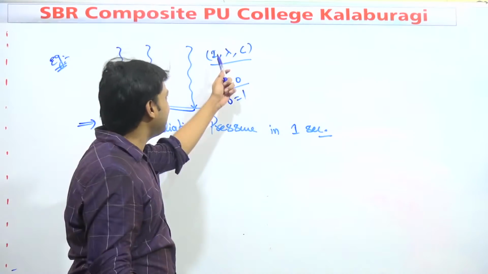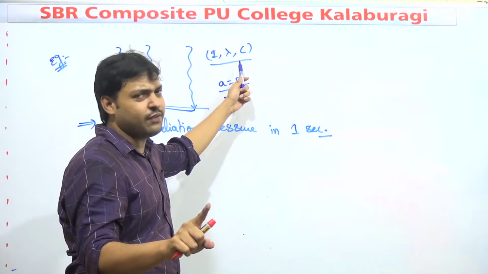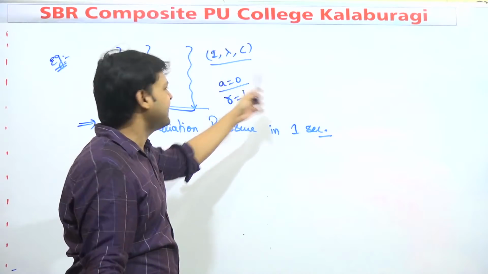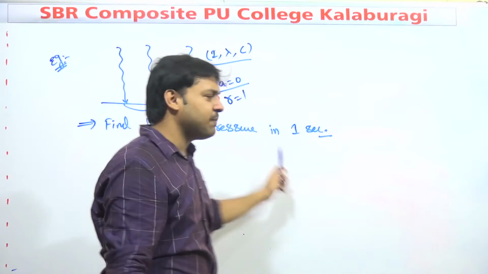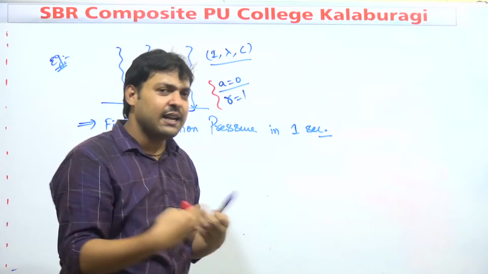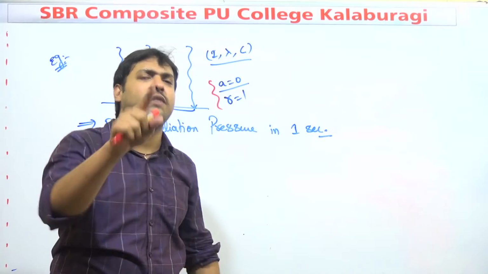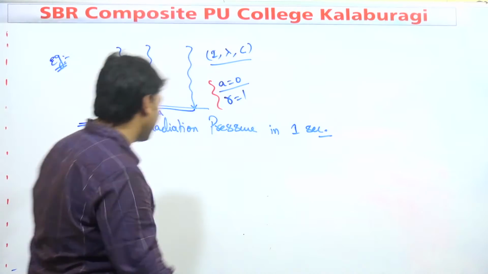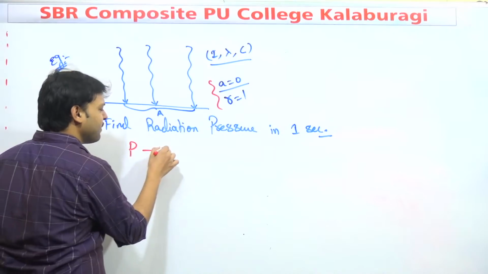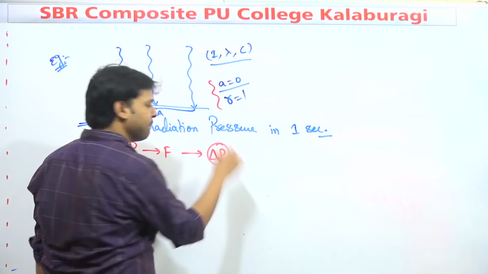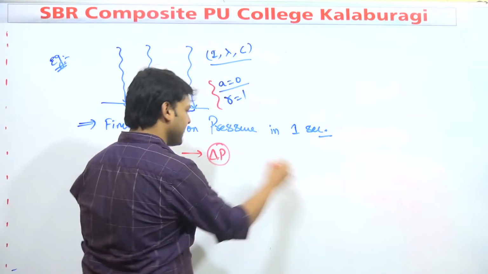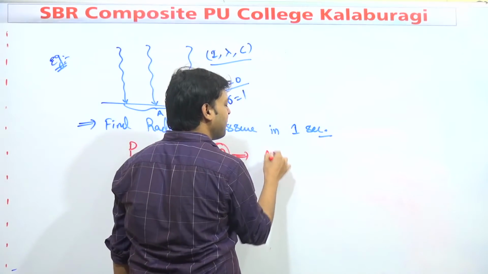So what I gave: intensity of the photons, wavelength of the photons, speed of the photons, and the condition also I gave. Right? Find the radiation pressure in 1 second. What to calculate? Before calculating pressure, we want force. If you want force, we want to calculate the change in the momentum. So go to the 11th concept and think about how to calculate change in the momentum.